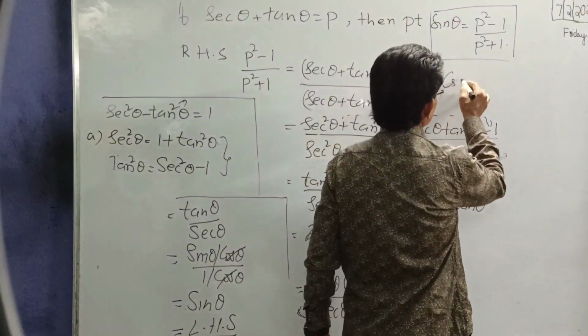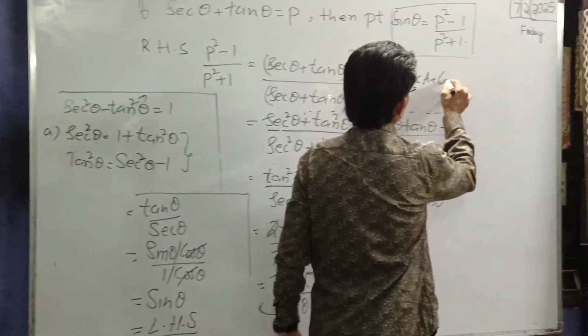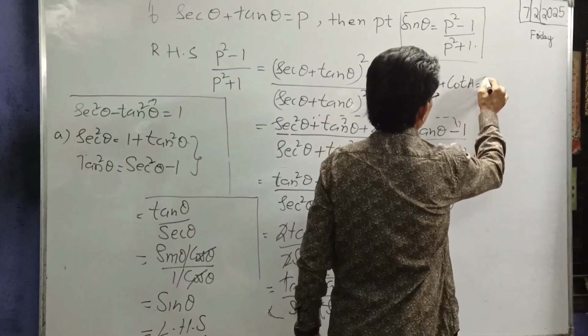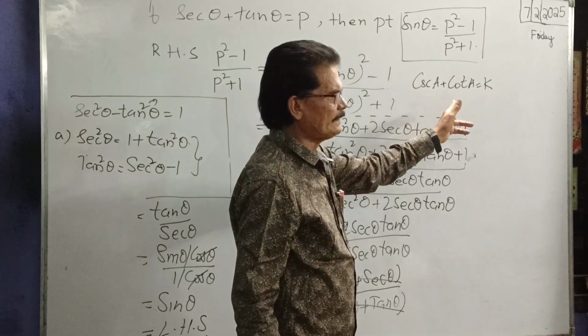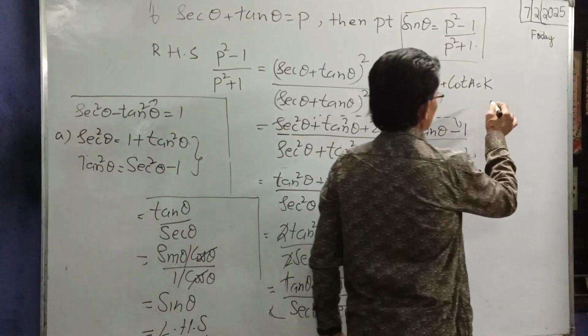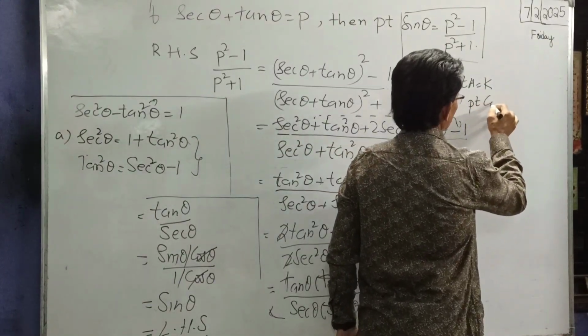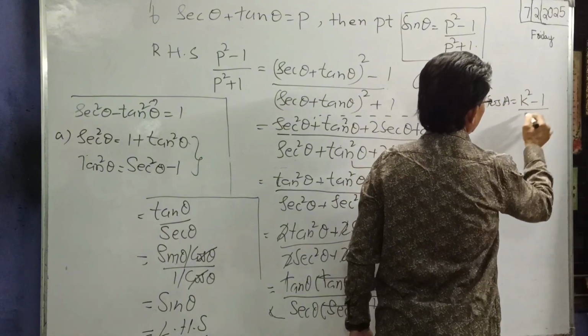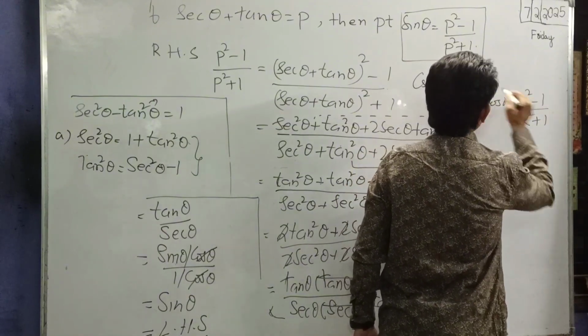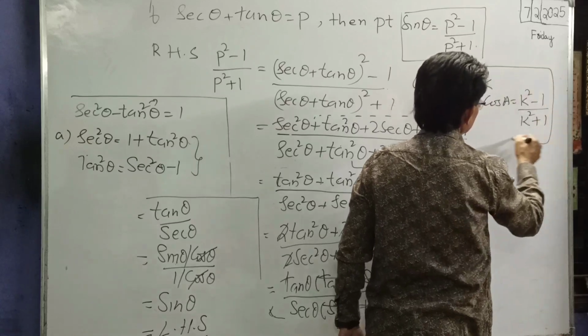If cosec A plus cot A is equal to K, prove that cos A is equal to K square minus 1 by K square plus 1. Highlight these problems.